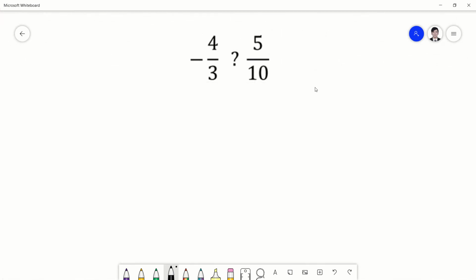Okay, how about this one? We have negative 4 thirds and 5 tenths. So of course, this item is very easy. Why? There's no need for you to do cross multiplication. This one is negative if you notice, and this one is positive. And remember, positive numbers are greater than a negative number. So, negative 4 thirds is less than 5 tenths. Because this is negative, this is positive.